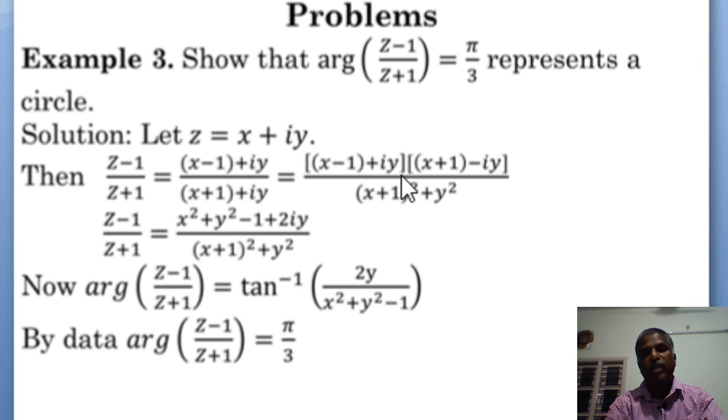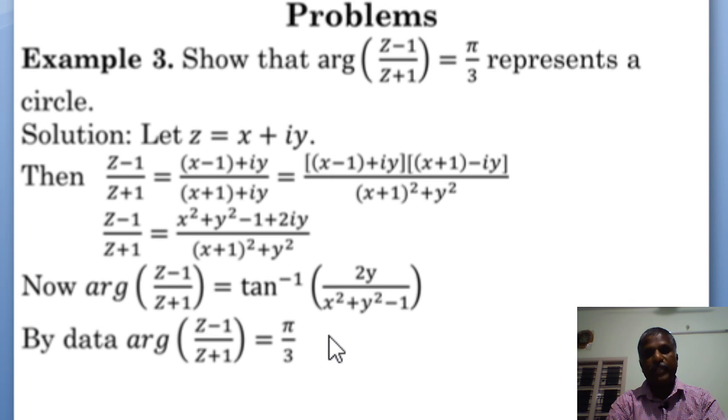As usual, you have to rationalize the denominator. We multiply both numerator and denominator by the conjugate of the denominator, so that we get (z minus 1) by (z plus 1) is (x square plus y square minus 1), that is the real part, plus 2y divided by ((x plus 1) whole square plus y square), the imaginary part. So here the denominator is common to both real part and imaginary part. Therefore the argument of (z minus 1) by (z plus 1) is tan inverse of imaginary part divided by real part. Here imaginary part is 2y divided by real part x square plus y square minus 1. So this argument is equal to pi by 3.